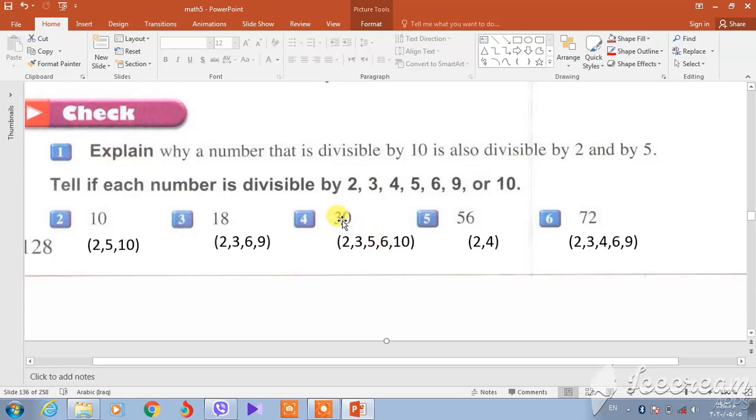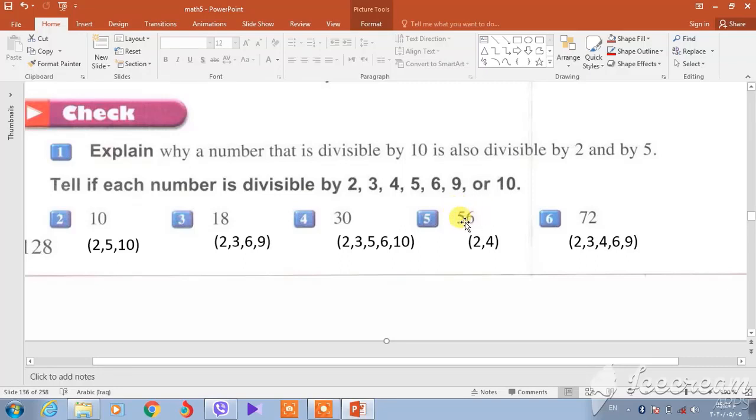Divisible by 9? No, because the sum equals 3. 3 is not divisible by 9, just divisible by 3. The sum is divisible by 3 but not divisible by 9. And divisible by 10? Yes, because the last digit is 0, so it's divisible by 10.